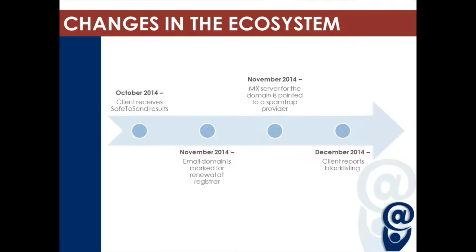In November, one of the domains in that Safe to Send file is marked for renewal. And there's nothing particularly dramatic about this. This happens all the time.